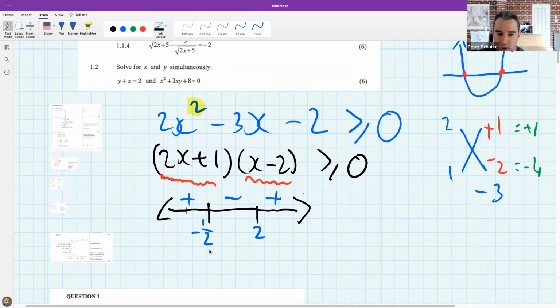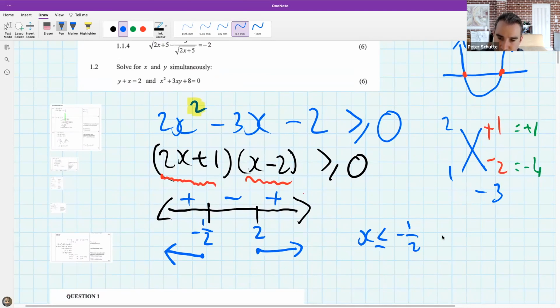Well, I want where it's greater than or equal to 0. So I color this in. I want that region, and I want that region. And so my answer is going to be x is less than or equal to minus a half, or x is greater than or equal to 2. And that would be my answer.